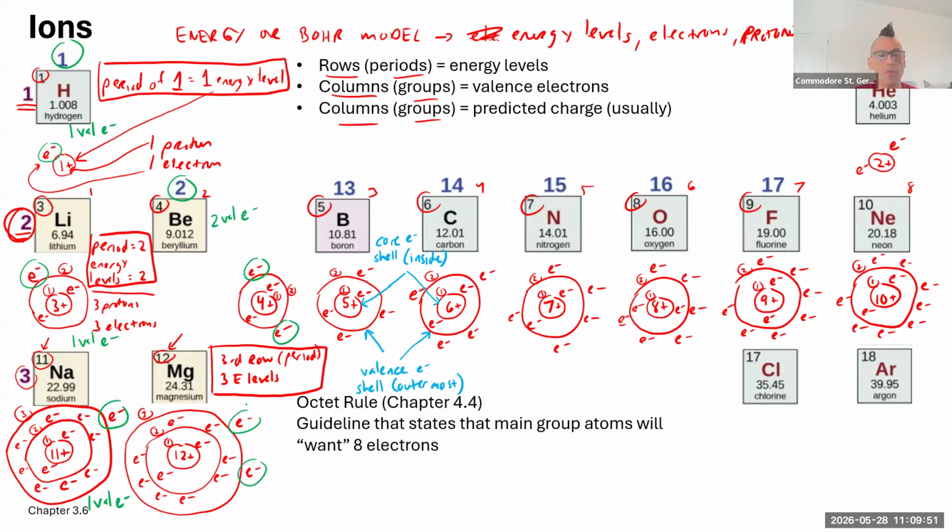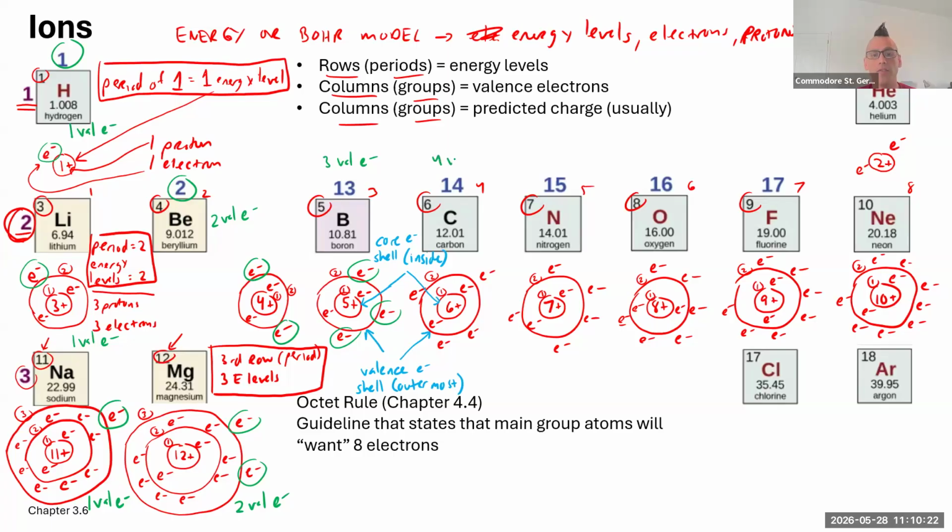Magnesium, column two, two valence electrons. Cool, right? Because we're in the second column, it has two valence electrons. Boron has three, so three valence electrons. One, two, three. And everything below boron is going to have three valence electrons.